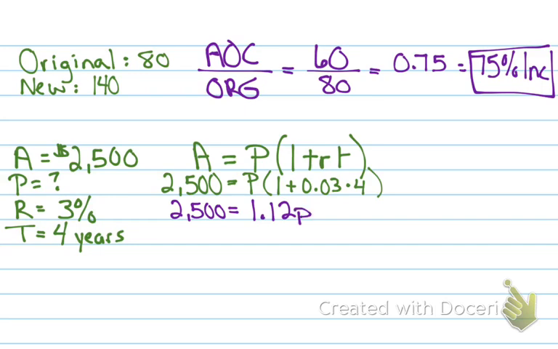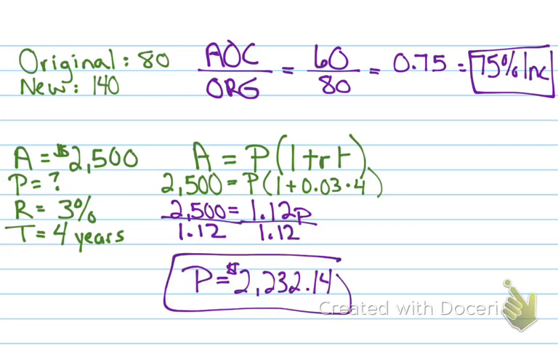Now what do I do to solve for P? Divide both sides by 1.12. $2,232.14. Okay? You can do it. A lot of you got this right on the Chapter 7 test. Okay? We've got to hang on to that knowledge.